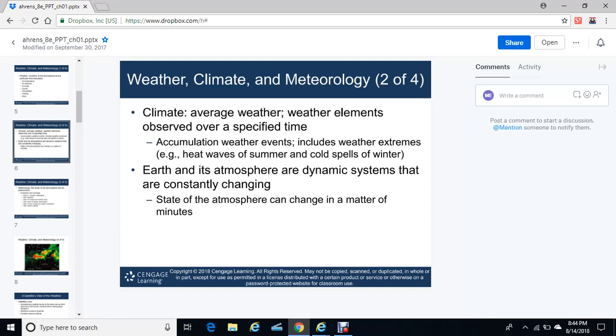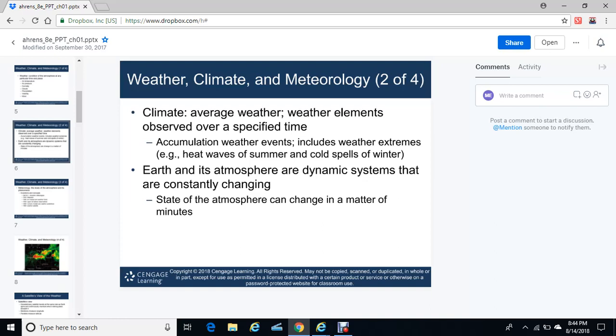Climate is simply the weather elements observed over a specific time period. Usually that's a 30-year time period. The climate is the accumulation of weather events, and over that 30-year time period we also throw in weather extremes such as record heat waves or record cold spells of winter.